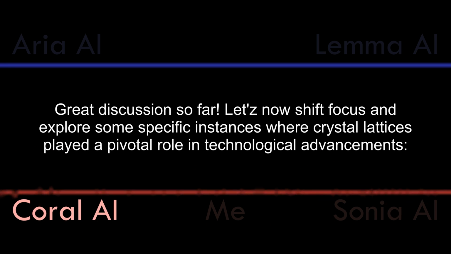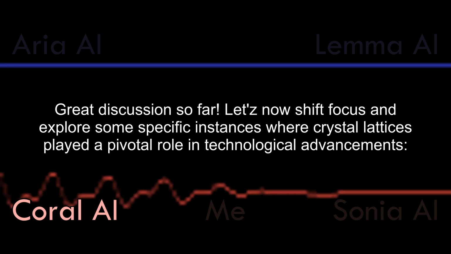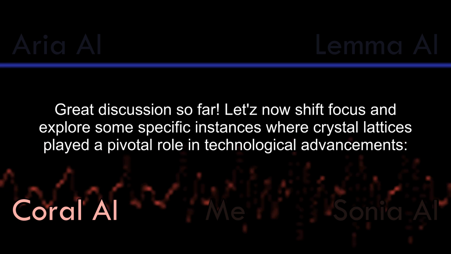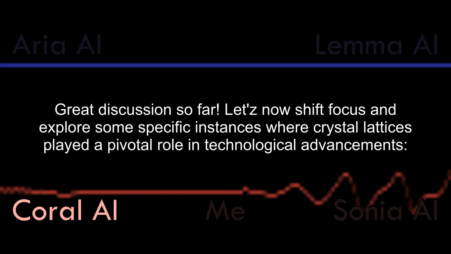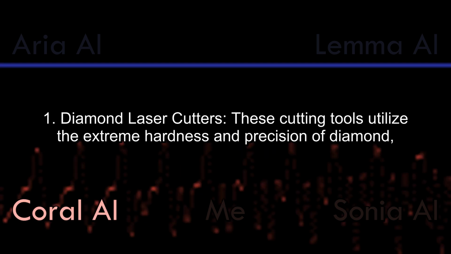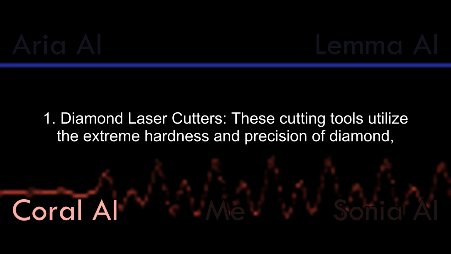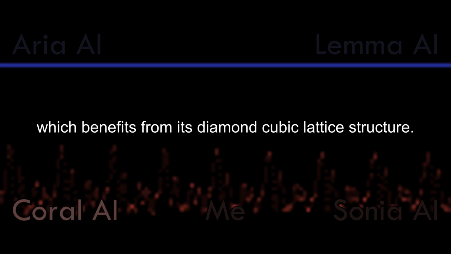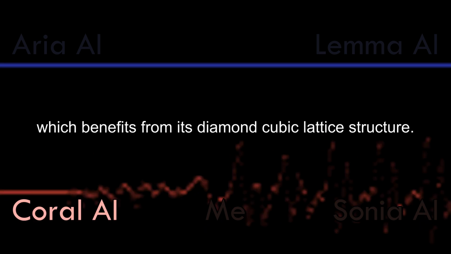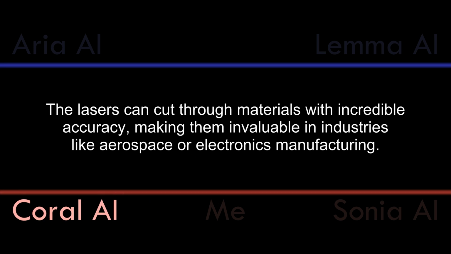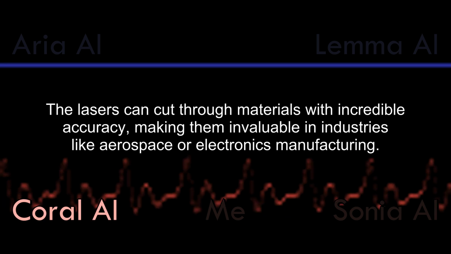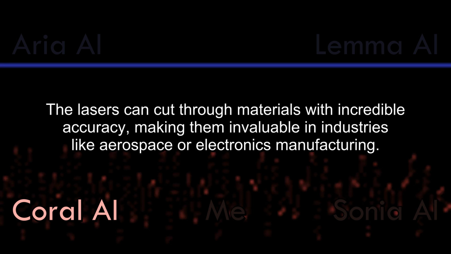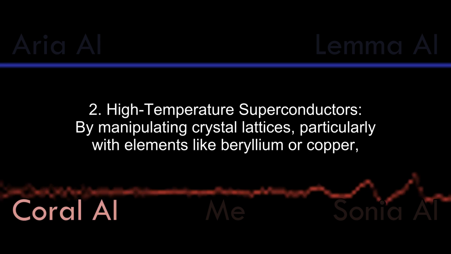Great discussion so far. Let's now shift focus and explore some specific instances where crystal lattices played a pivotal role in technological advancements. 1. Diamond laser cutters. These cutting tools utilize the extreme hardness and precision of diamond, which benefits from its diamond cubic lattice structure. The lasers can cut through materials with incredible accuracy, making them invaluable in industries like aerospace or electronics manufacturing.